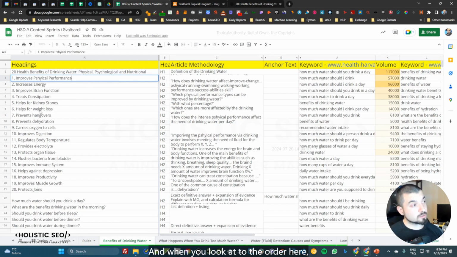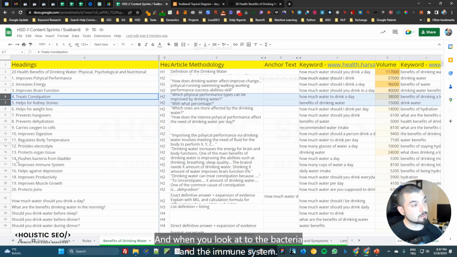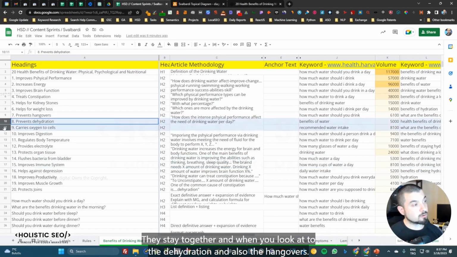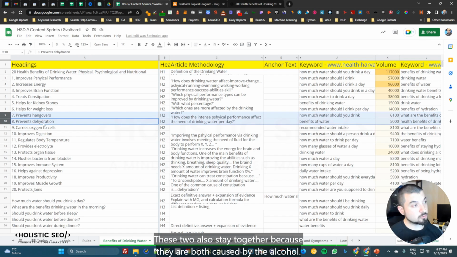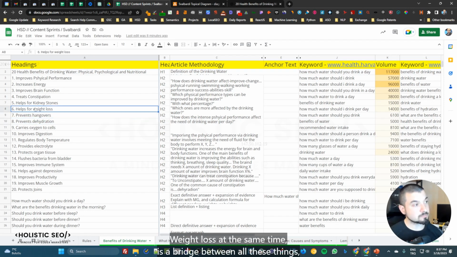And when you look at the order here, if you go deeper, constipation and kidney stone stay together. And bacteria and the immune system stay together. And dehydration and hangovers also stay together, because they are both caused by alcohol. In this case, we choose a certain type of context, and then we order these things, and we try to consolidate that specific contextual domain further by keeping these closely related things next to each other. Weight loss at the same time is a bridge between all these things, because it is one of the results of nearly all of them.